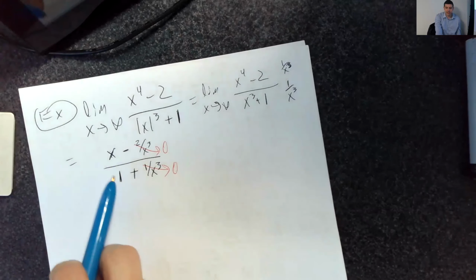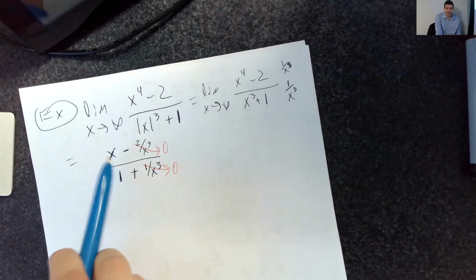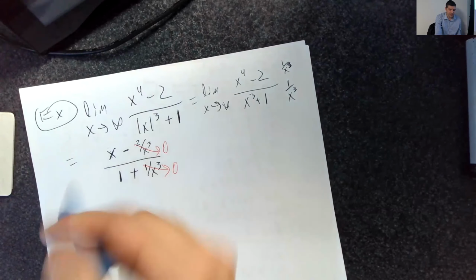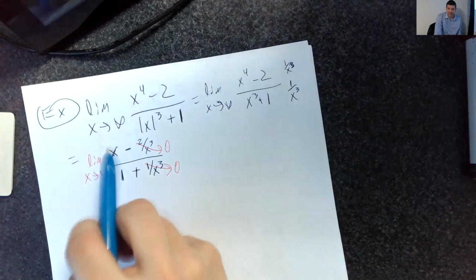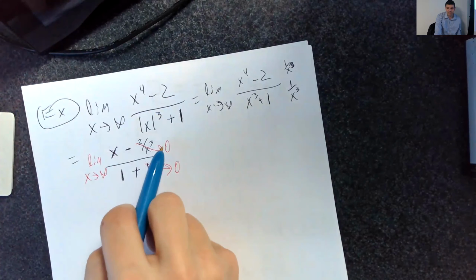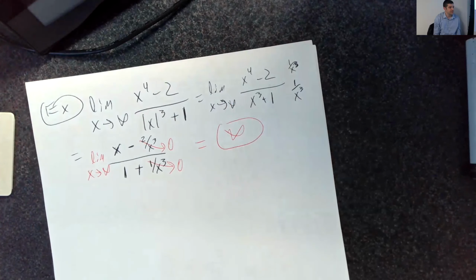But what about limit of 1? Just 1. What about limit of x, though? Infinity. So limit as x going to infinity, limit of x is just infinity. The rest, you have 0, 0. So you get infinity.